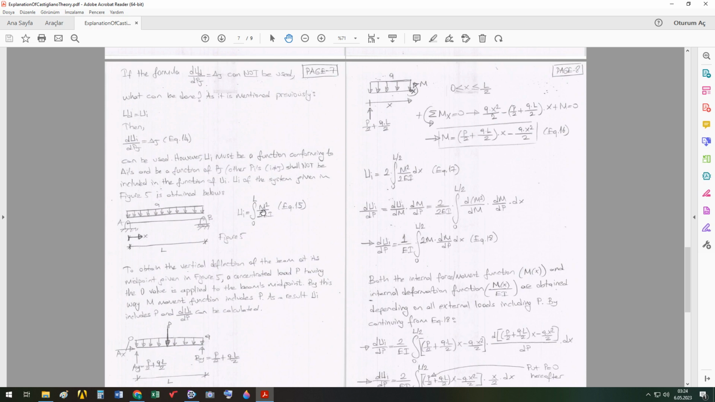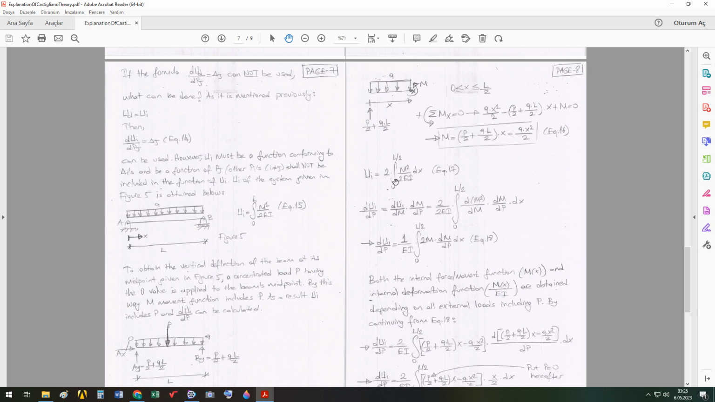Here we don't have any delta. We have all load values which are independent from each other, Q and P. So this is suitable. The first derivative of this function can be taken. Now, because of the symmetry, I calculate 2 times this value. You see I changed the boundary to L over 2, 1/2 of the beam length, and multiply it by 2 because of the symmetry.